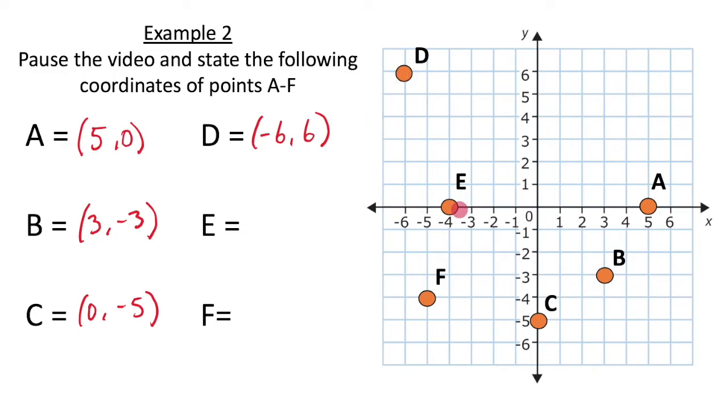Let's now go on to E. So E, I'm at negative 4 on my x-axis, but I haven't gone up or down. So that means I've stayed at 0 for my y-coordinate. And finally, we have F. F, let me first look at my x-coordinate, which is negative 5, and then look at my y-coordinate, which is negative 4.